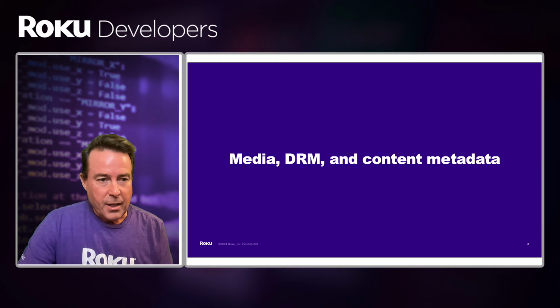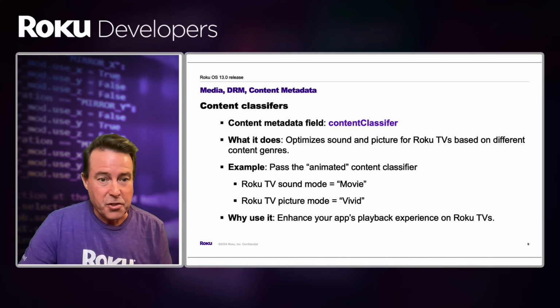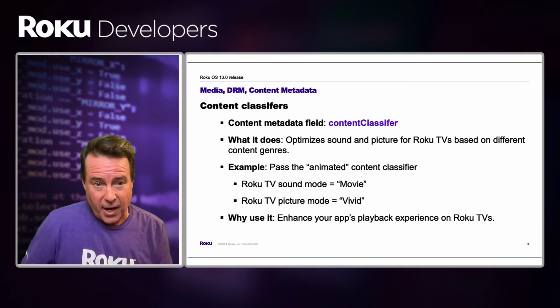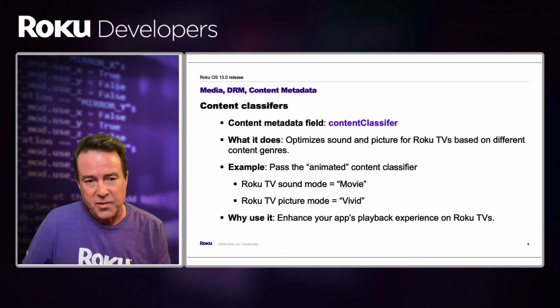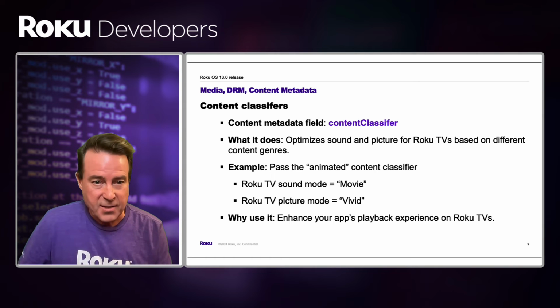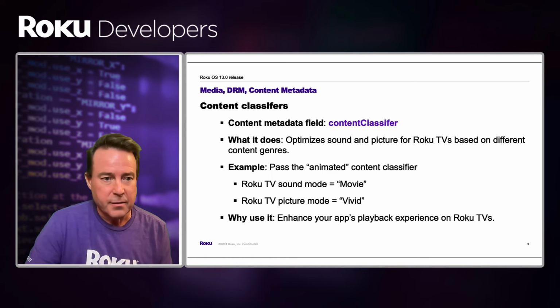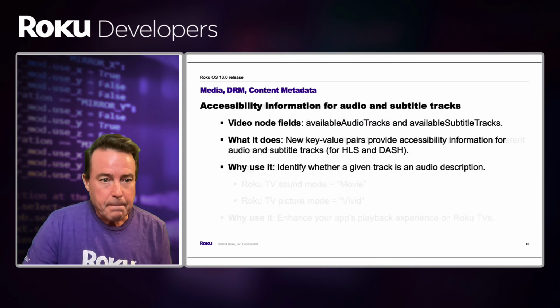Now covering our media and DRM and content metadata. The first change is to the content metadata, where we now have a content classifier field. The content classifier will help with setting picture quality settings. It'll tune the picture quality based on if it's a movie or animation or sports. There's an enum with a number of values that you can set the content classifier field to, and Roku OS will automatically tune the picture quality.